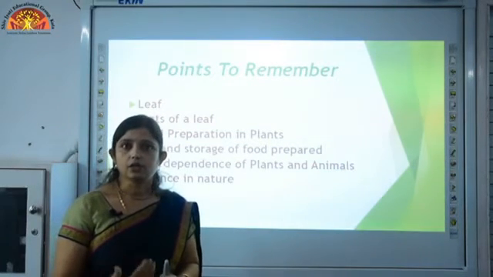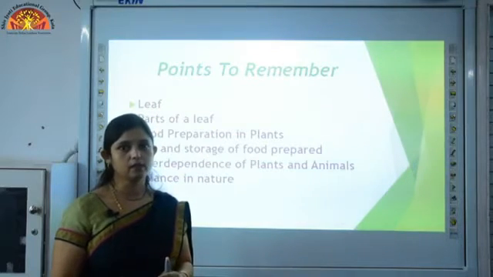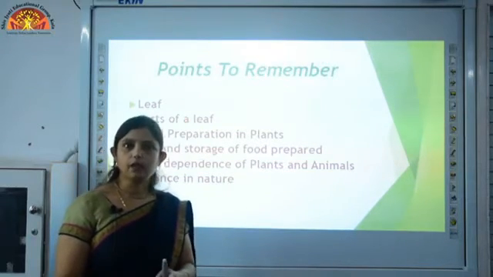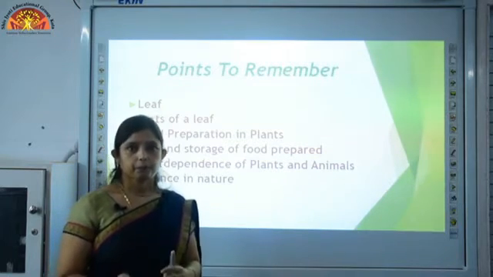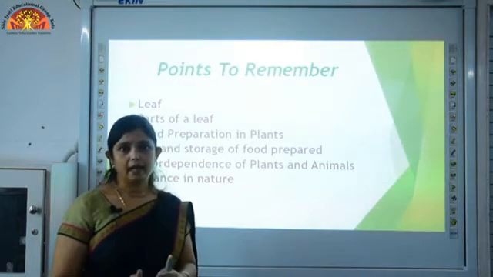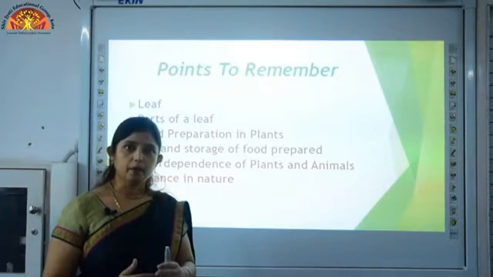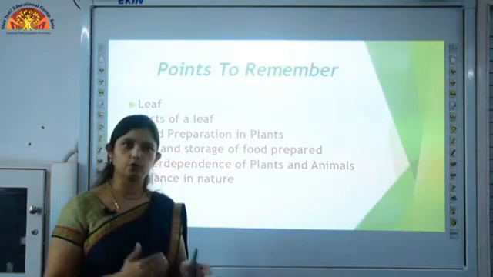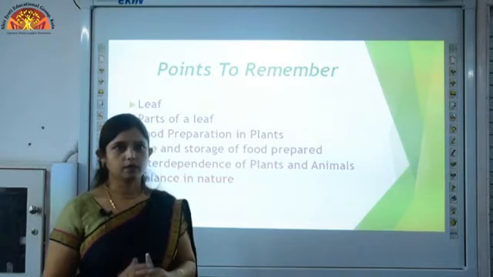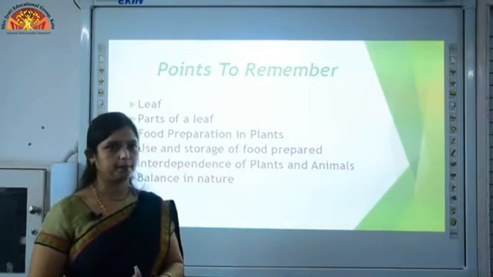Then the carbon dioxide which is provided by the animals into the air for the plants to prepare their own food will become insufficient for the plants. So in this way there can be an imbalance in nature. So it is very important to maintain the number of plants and animals, and we can do this by conserving both plants as well as animals. So students, this was all about the explanation part of this chapter.